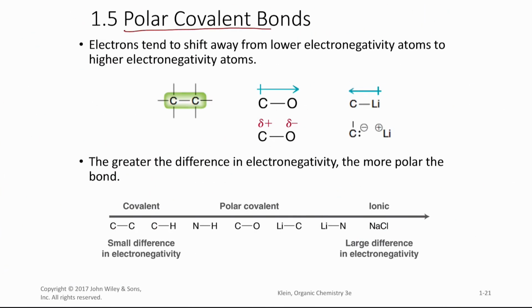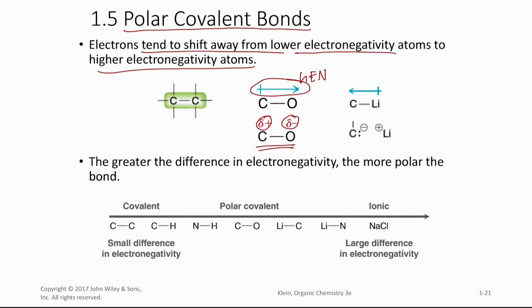Now, in polar covalent bonds, electrons tend to shift away from the lower electronegativity atoms to the higher electronegativity atoms. This property can be represented by an arrow with a plus at the start. This is another way of representing the charge. So the arrow always points towards the atom with the higher electronegativity, and the arrow starts at the atom with the lower electronegativity. So this is one way of representing it.